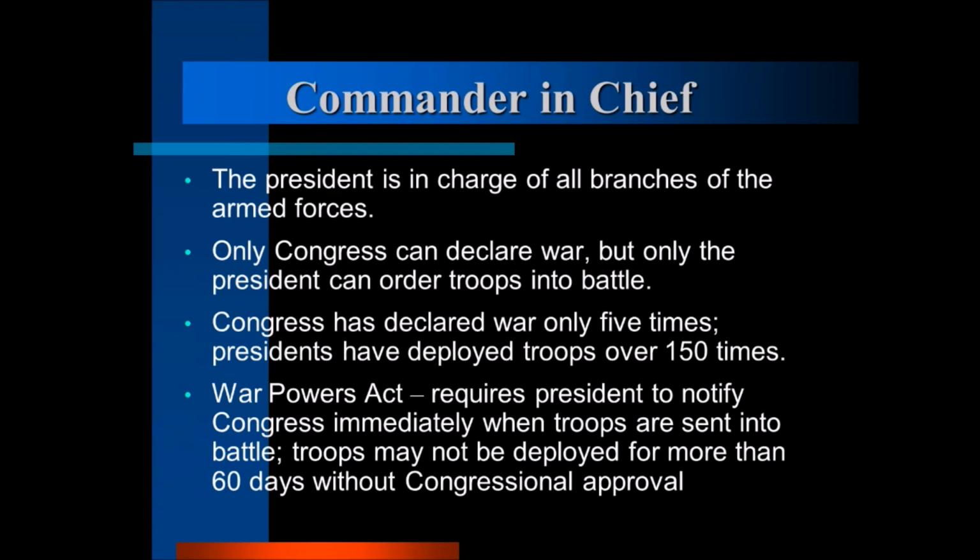All we know right now is the president follows this rule. He deploys troops, notifies immediately, and doesn't keep them there for more than 60 days without approval. So this law has been followed, although it's never been challenged. So that might be something in the news in the next 10, 15 years.